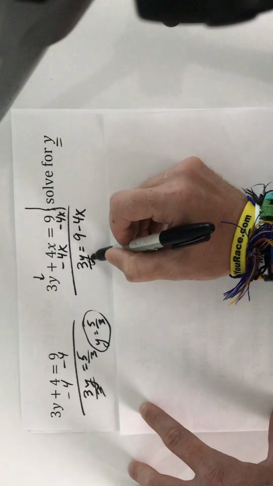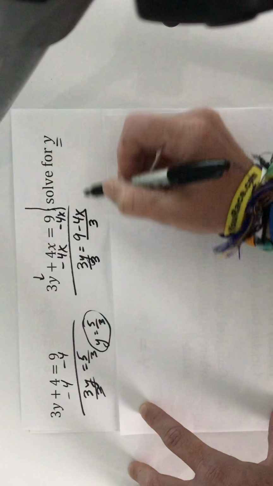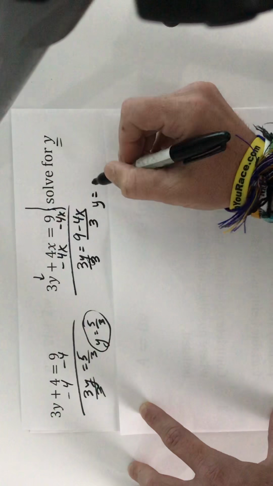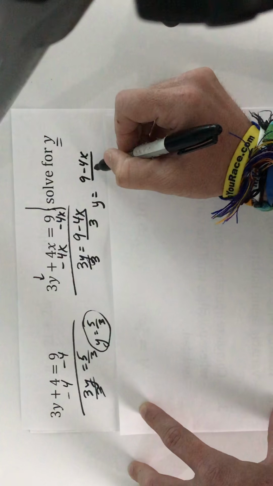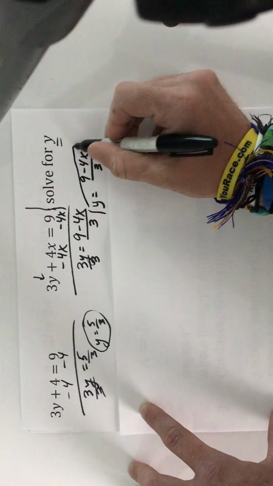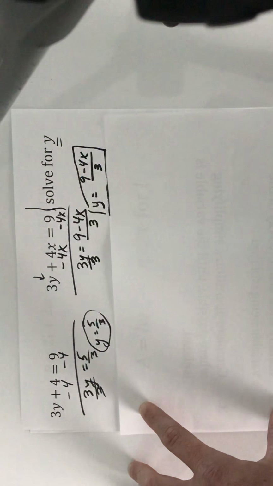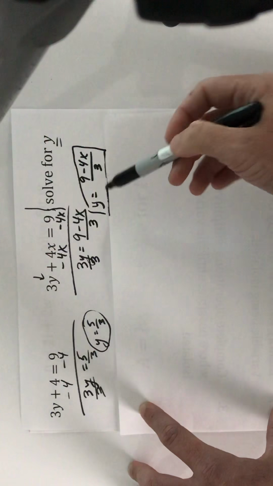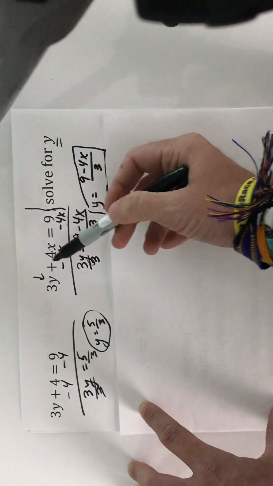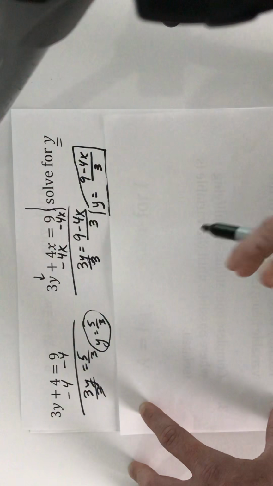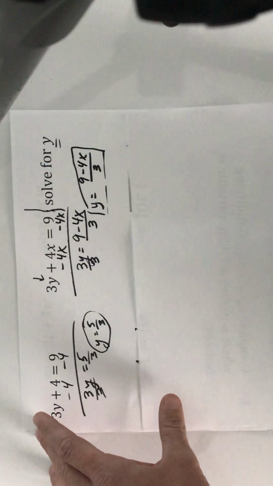Then we divide by 3. And we end up with our final answer being y equals, and we can leave this as one whole fraction, 9 minus 4x all over 3. We have taken this literal equation, we have simplified it down, we have solved it for y. It is still an equivalent equation to what we started with in terms of the relationship between x and y.